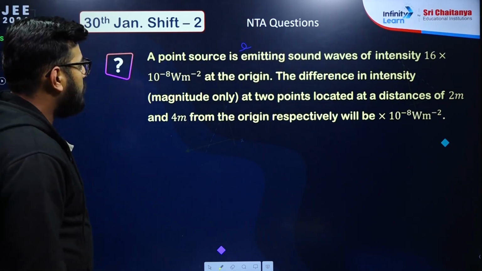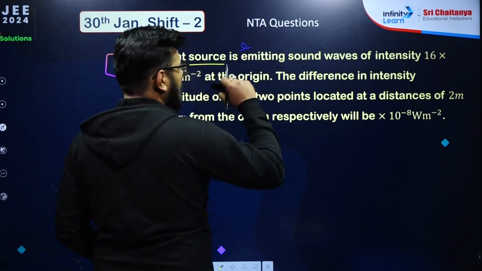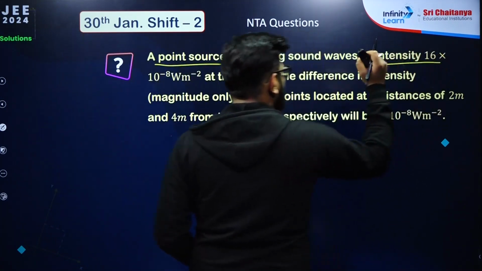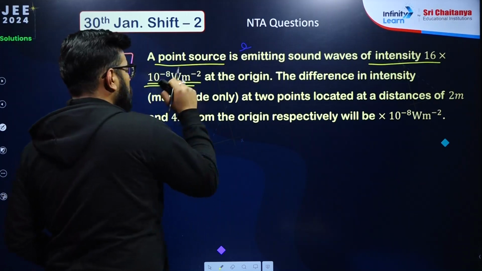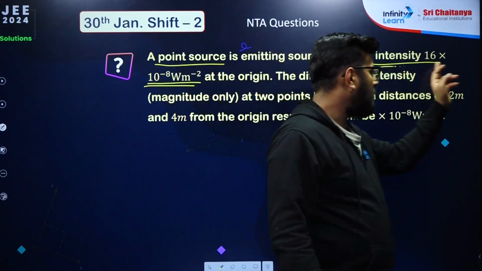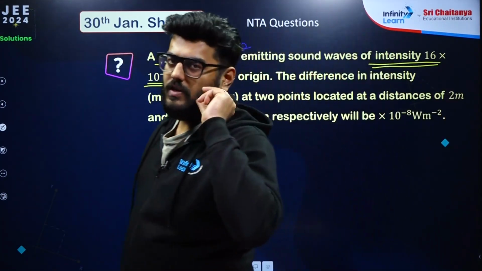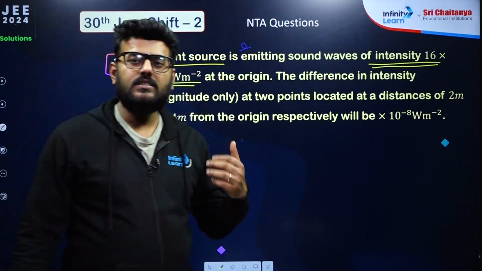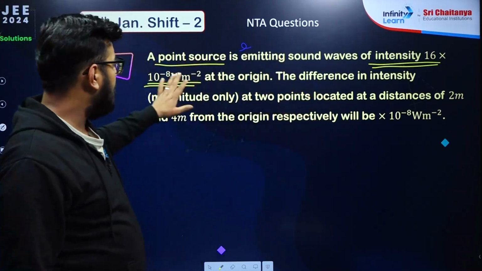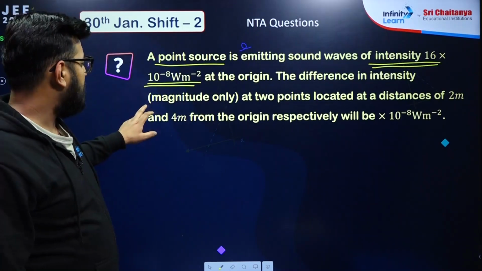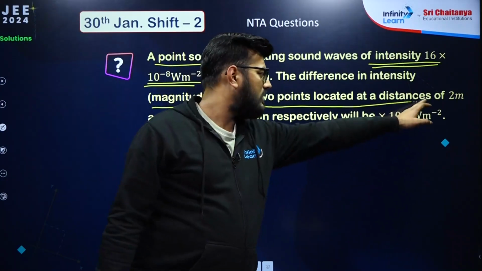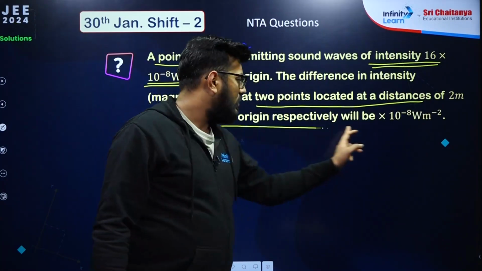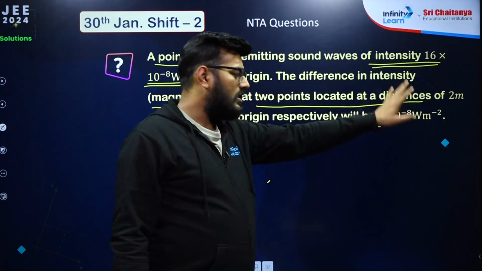The next question: a point source is emitting sound waves of intensity 16 into 10 to the power minus 8. Over here it should not be intensity, rather it should be the power rating. A source is always given with a power rating. Intensity is the quantity which we calculate. So they have given the intensity, which is wrong. The difference in intensity magnitude at 2 points located at a distance of 2 meter and 4 meter from the origin respectively will be. So this portion is correct.